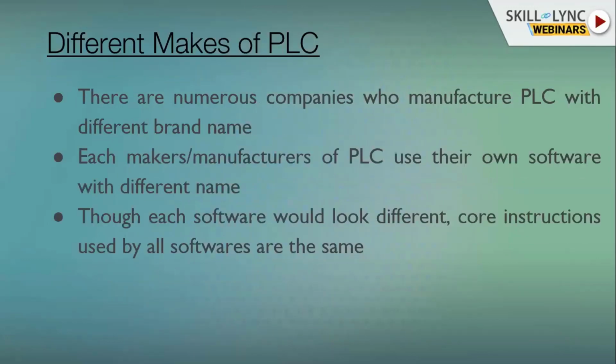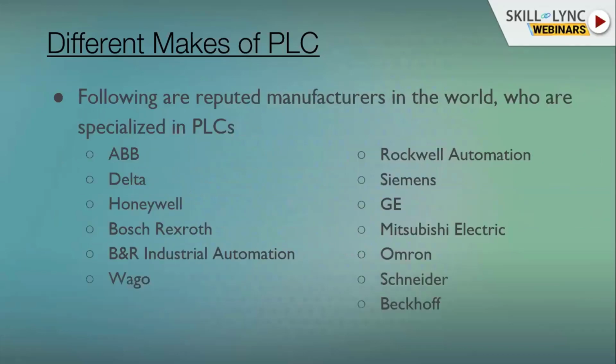Let's see different makes of PLC. There are various manufacturers in the market with different brand names. Each manufacturer has its own software with a different name, but as I said, the core functionality of that software is the same. These are some different makes of PLC which are more widely used and popular: ABB, Delta, Honeywell, Bosch Rexroth, Rockwell, Siemens, GE, Mitsubishi, Schneider.